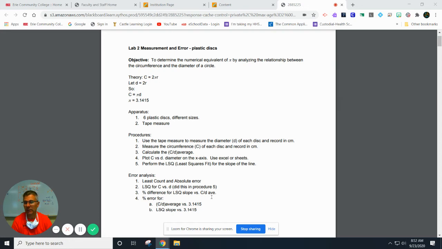So C versus D is basically just taking the slope of the line. Or C divided by D average: you take your 6 C's and your 6 D's and you find your pi for each, then average that number over the 6 trials. And then you compare the slope versus that.